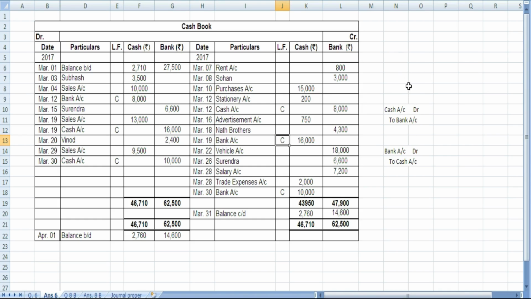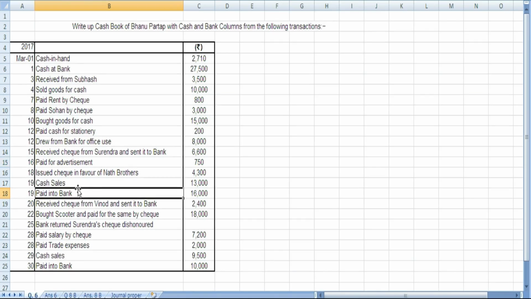So withdrawal, cash you are getting comes in, and bank is the giver. Withdrawal, bank is the receiver, and cash goes out, deposit. Both of these for office use will have a contra entry. Received check from Vinod and sent it to the bank. So Vinod is the giver, Bhanu Pratap is the receiver.